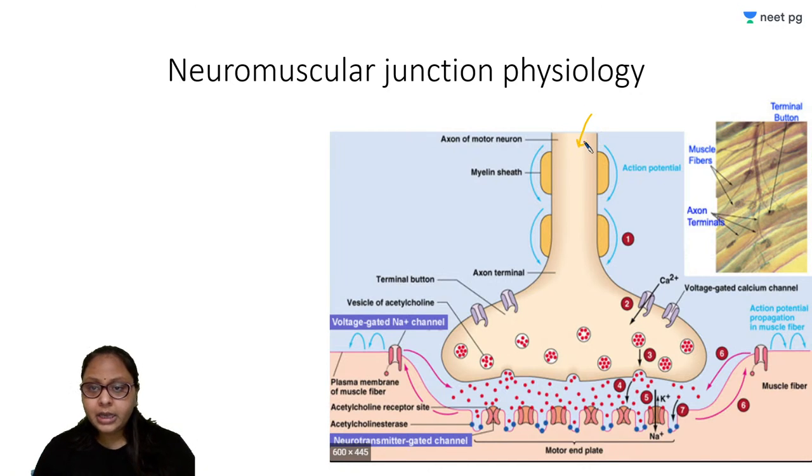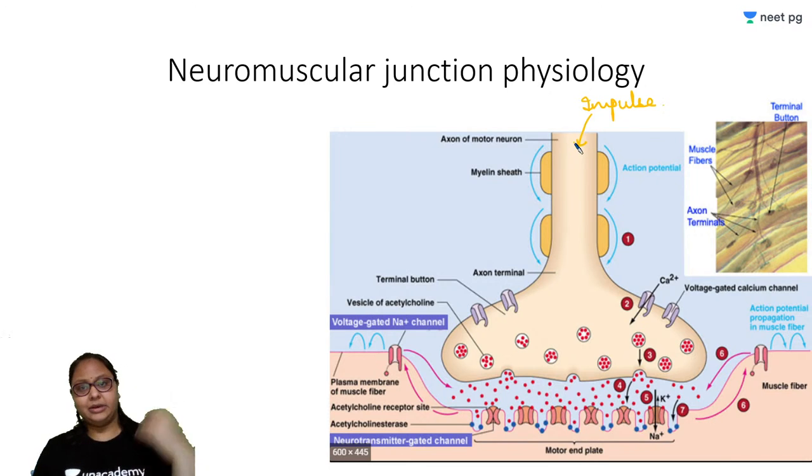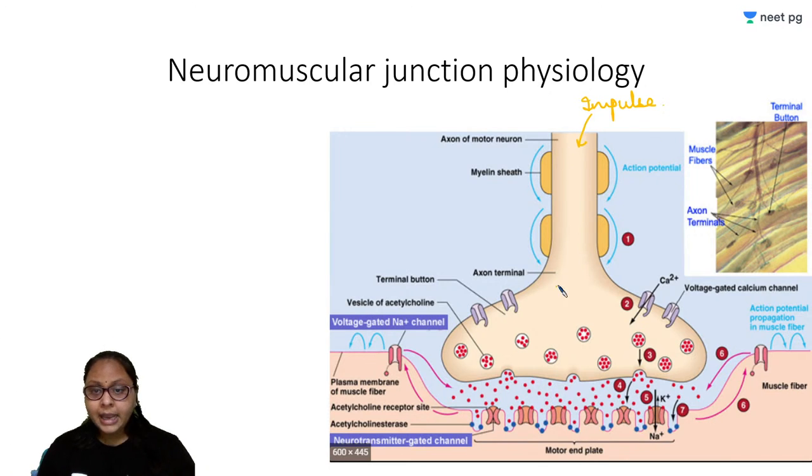So as I told you, the impulse traverses from the dendrites, goes through the axon, and goes into the synaptic terminal, which has a synaptic knob. Now, when this impulse reaches here, it opens the voltage-gated calcium channels. On the synaptic knob, the voltage-gated calcium channels are embedded.